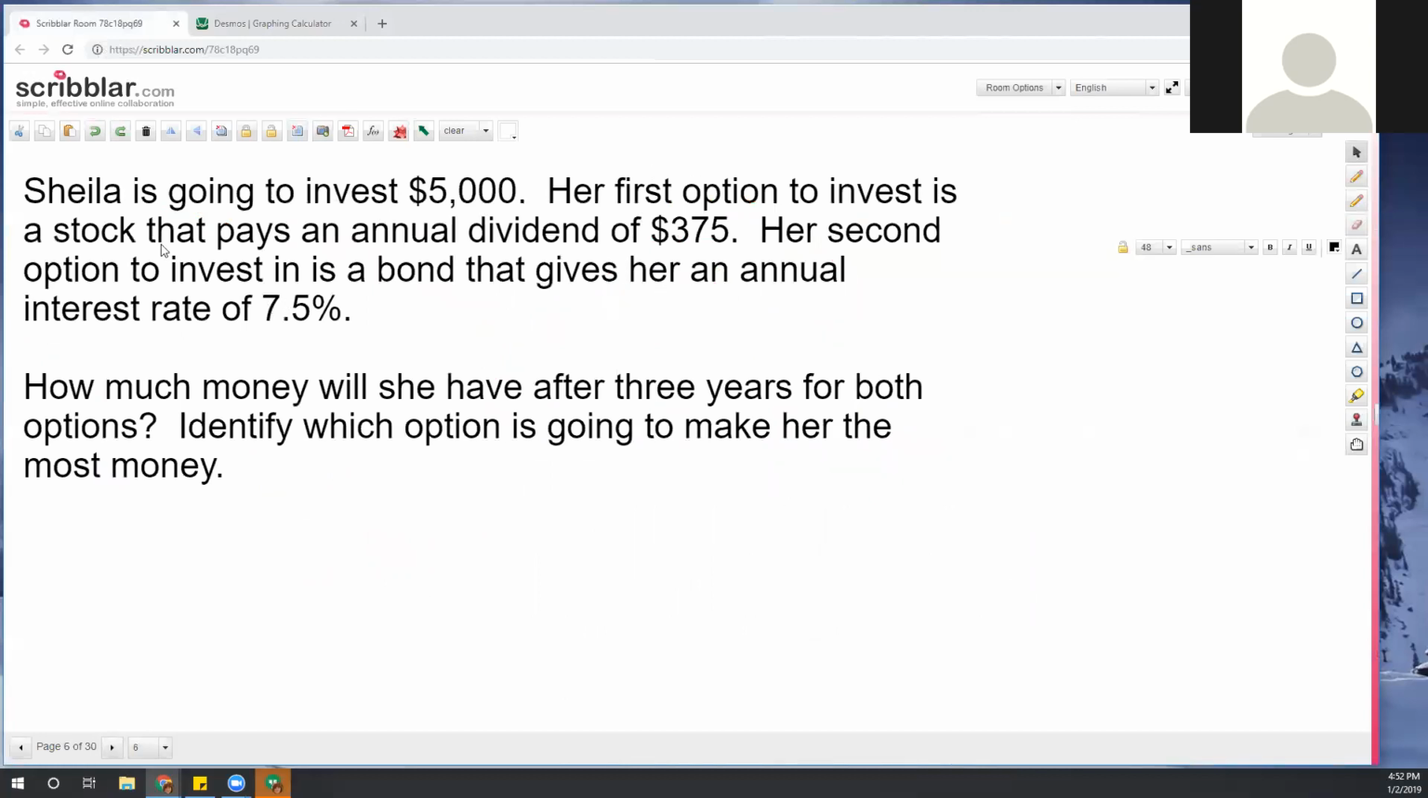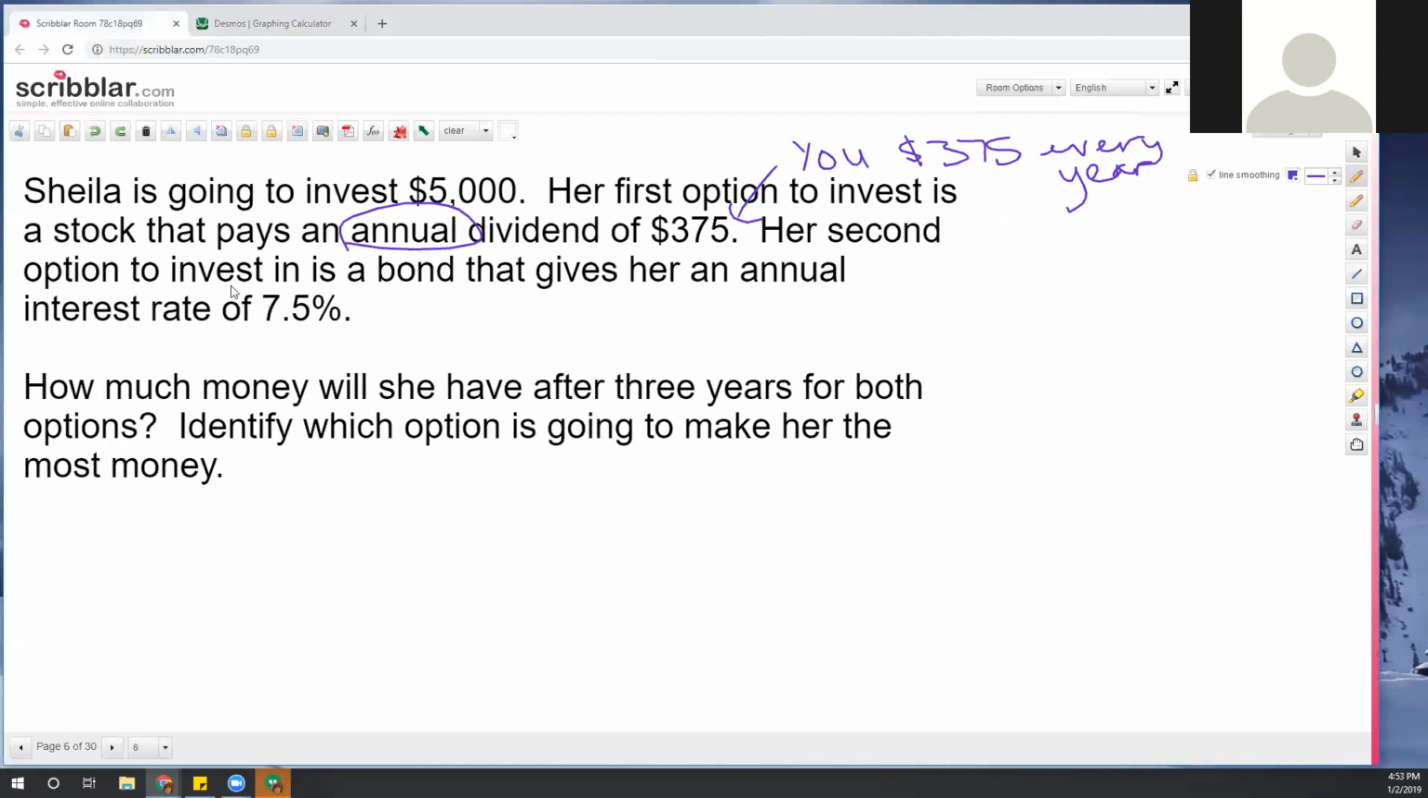First option to invest is a stock that pays an annual dividend of $3.75. So they are assuming you know that annual means you get that amount every year. So this is saying you get $375 every single year. They could use a word like semi-annual. Semi-annual is twice a year. Quarterly is 4 times a year. So they will use words like that they're assuming you know the definition of.